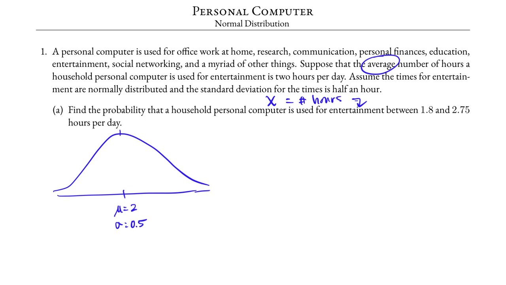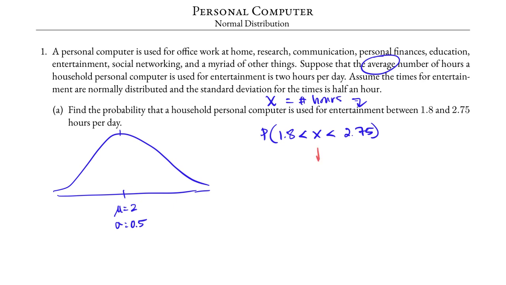To answer this question, we first put this probability in symbolic form. We're looking for the probability that, remember that x is a random variable that represents the hours used for entertainment, then we're looking for P of 1.8 less than x less than 2.75. It does not matter whether we use less than or equals in this case because this is a continuous distribution. We cannot use the table right away because the mean is not 0 and the standard deviation is not 1. This is a normal distribution, but this is not a standard normal distribution.